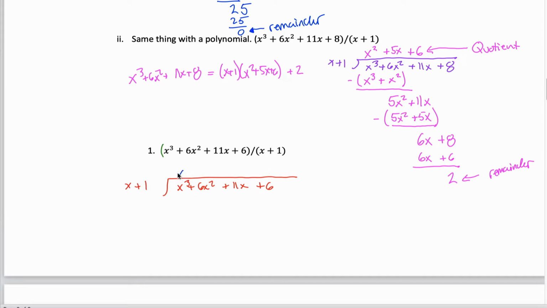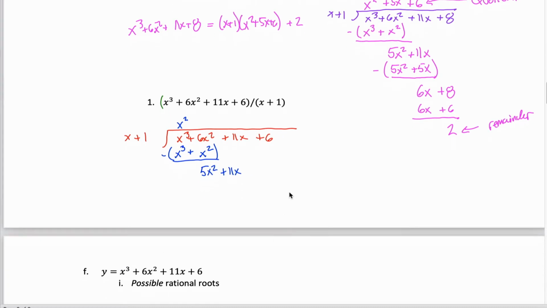So the number that I'm going to write right here is x squared, and that's because x squared times x plus 1 leaves me with the x cubed that I was looking for. It also leaves me with an x squared, and I subtract. This column goes away. This column I'm left with 5x squared, and I bring down the next column.